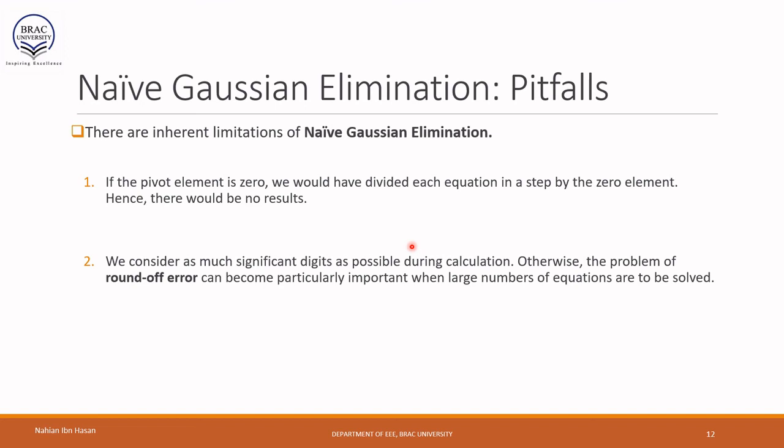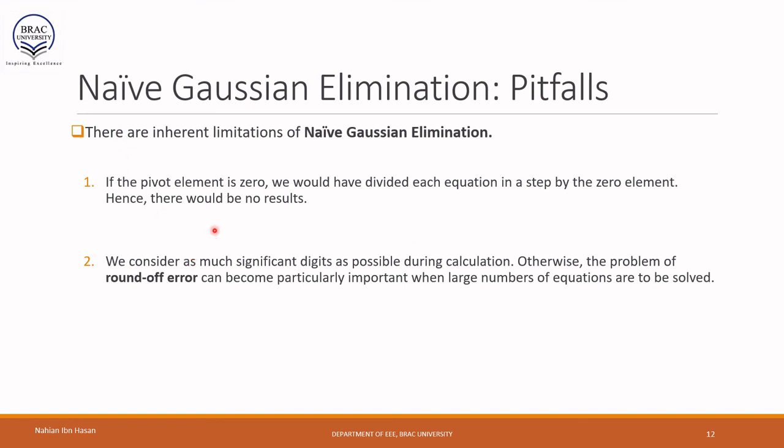we were just dividing with the pivot coefficient term. But if this pivot coefficient term is 0, then the naive Gaussian elimination approach will not work, because in that case we are going to have an infinite value, an unknown value. We cannot use the naive Gaussian elimination, because if the pivot coefficient vanishes, if this is 0, then there is no way the naive Gaussian elimination is going to work out, and that is the first pitfall of the naive approach.